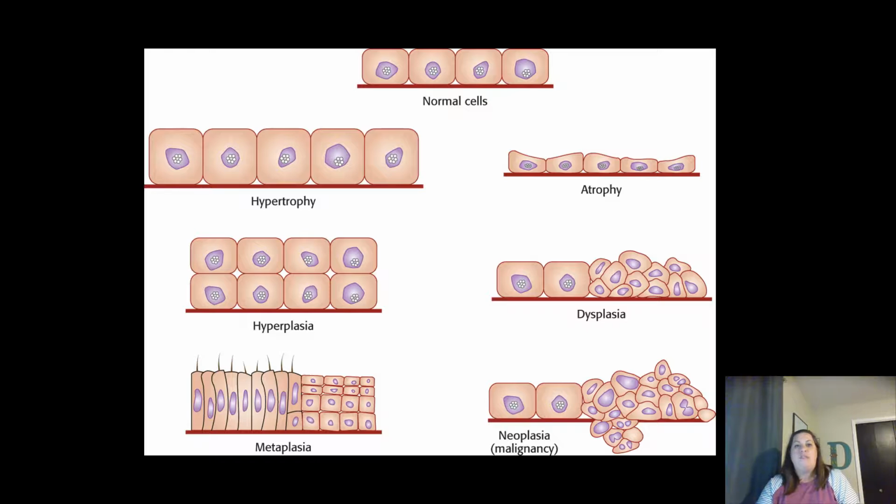We then have atrophy, hypertrophy. We also can see hyperplasia. Now, hyperplasia could potentially start to lead to dysplasia. We have metaplasia, where we see the cells go from these column cells with the little hairs to cube type cells. And then we also have the neoplasia, which is the tumor.